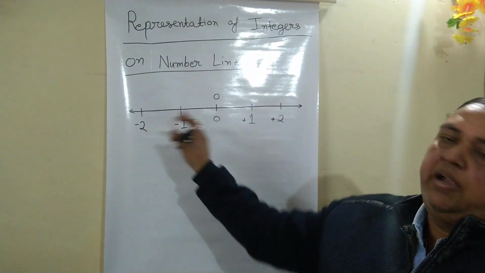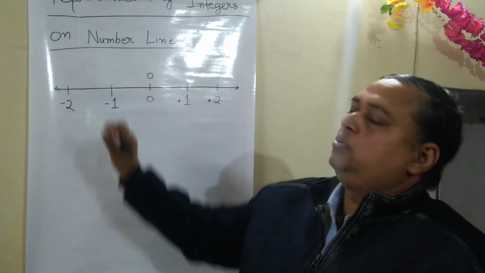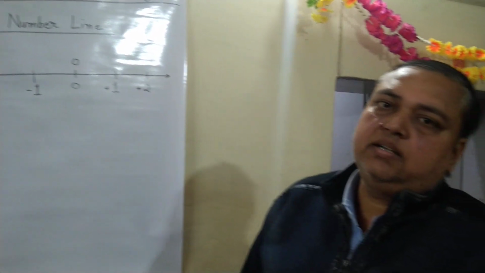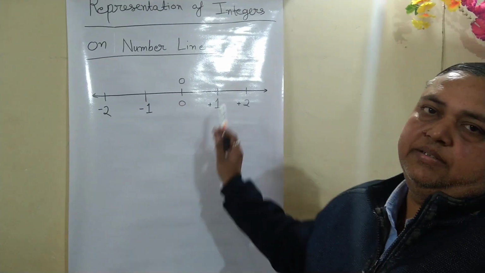Here we have to draw a line horizontally on which both ends should be represented by the arrows. The arrow shows that this line is up to length of infinite, means this line goes up to infinite. So any integer number which is up to infinite can be represented or shown by this number line.